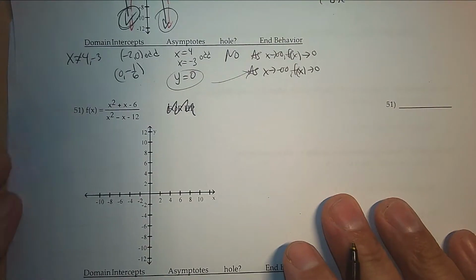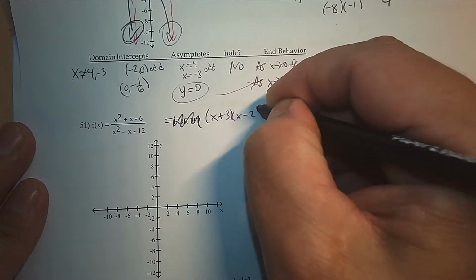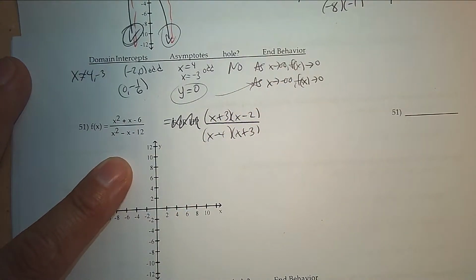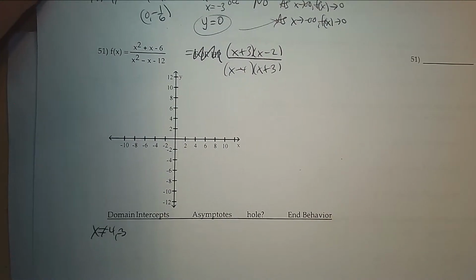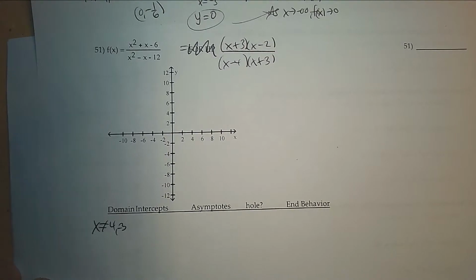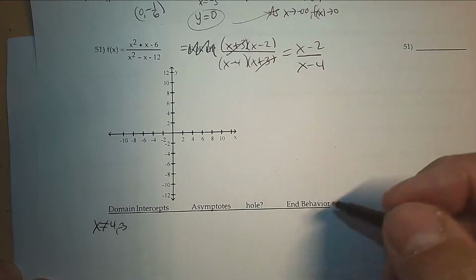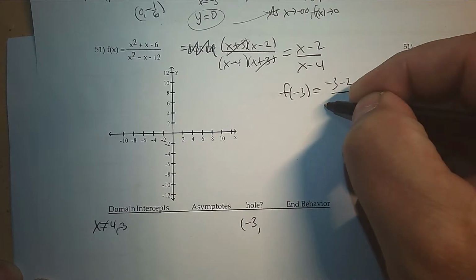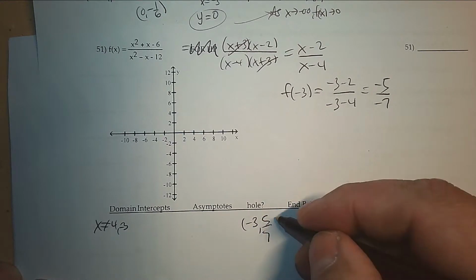Again, let's see if I can factor correctly. So the top is positive 3 and negative 2, and the bottom is negative 4 and positive 3. Sure, yes, yes, no, no, yes. So right away I know the domain x cannot equal 4 and negative 3 from the denominator. I remove x plus 3. So that means there's a hole at negative 3. To find the y value of the hole, I plug negative 3 into what remains. And I get positive 5 over 7. I think I might have done this one right.